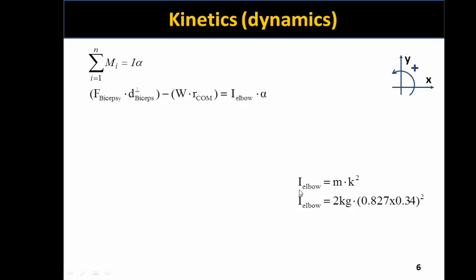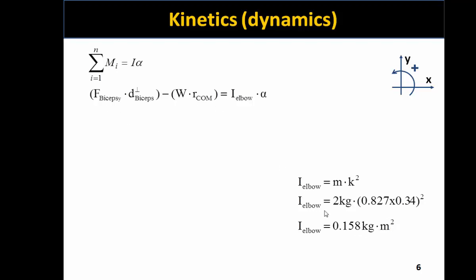So in terms of calculating the moment of inertia, because the radius of gyration is measured directly from the point of rotation being the elbow, we have to take into consideration the full length of the segment. And working through our calculations, we have a moment of inertia of 0.158 kilogram meters squared.